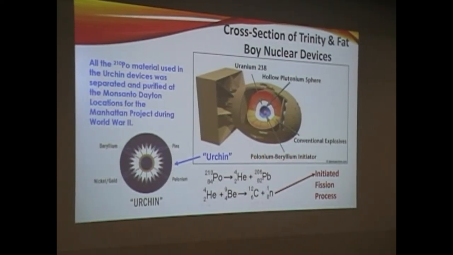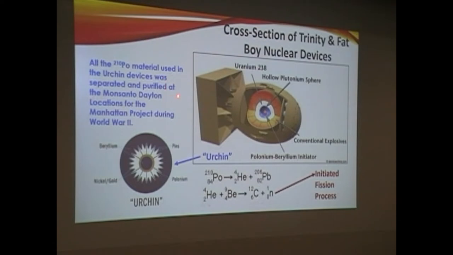This is a schematic of that device, and it used a radioisotope polonium-210, and a code name was urchin. And what polonium did is it decayed by emitting an alpha particle. And that alpha particle would collide with a beryllium nucleus to form carbon-12 and release a neutron. Because polonium had a very short half-life, it would release a large bunch of them.